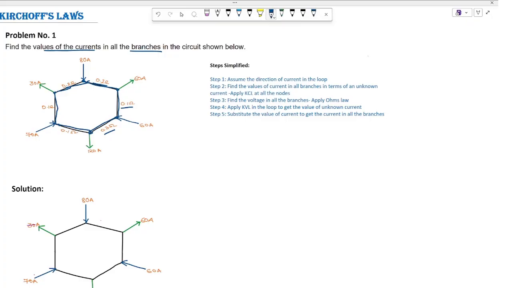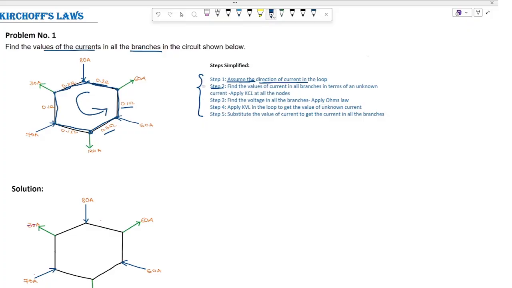Before we go to the solution, I have just noted down some simple steps which can be followed to get the solution in a very easy way. So let's see what are those. The first step is that we need to assume the direction of the current in the loop. Now if you look at this particular circuit, we have only a single loop. So basically we are going to assume the direction of the current in this particular loop.